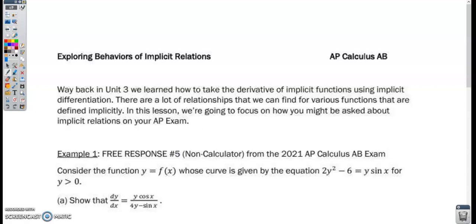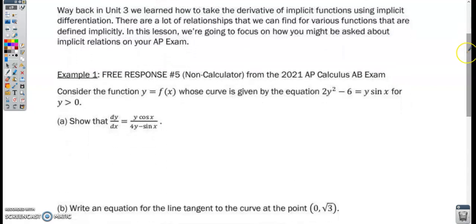The whole idea being that we learned about implicit differentiation back in Unit 3. We learned how to take the derivative of a function that was implicitly defined. We learned how to take the second derivative, etc. In this lesson, we're going to look at some AP-style problems that utilize implicit relationships and look at some of the things that they might ask us to do on an AP exam using our understanding of implicit functions and the calculus related to them.